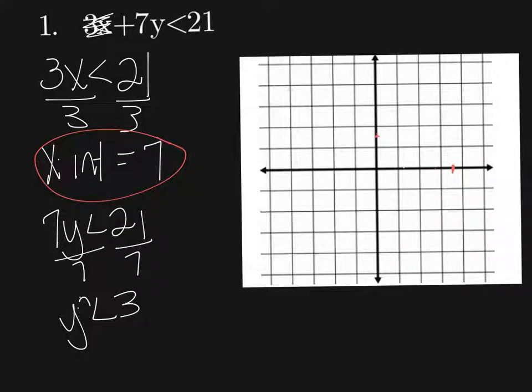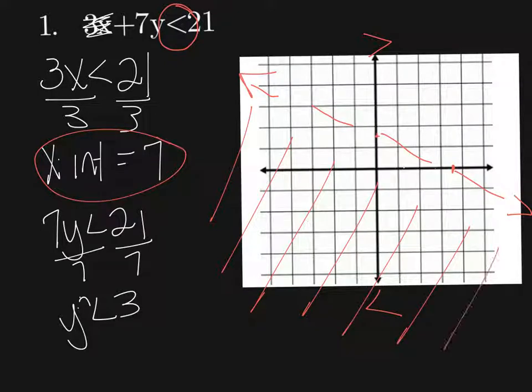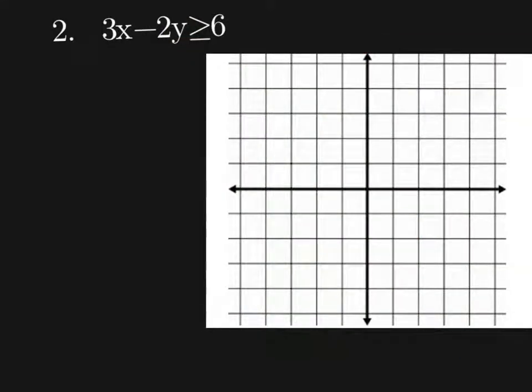Okay. Now if I notice, okay, there's no "or equal to," so it's going to be a dashed line. Okay. Remember, greater than, less than. And that's less than, so I am going to shade where the less than side is. Okay. All right, so we're going to graph.